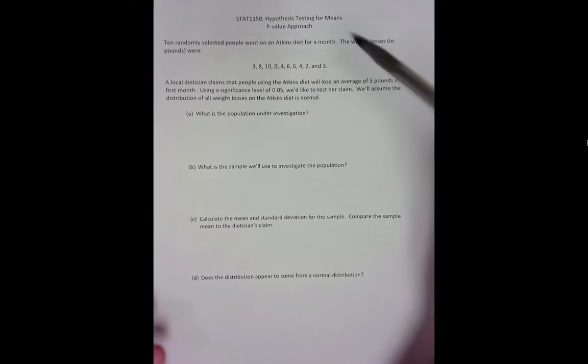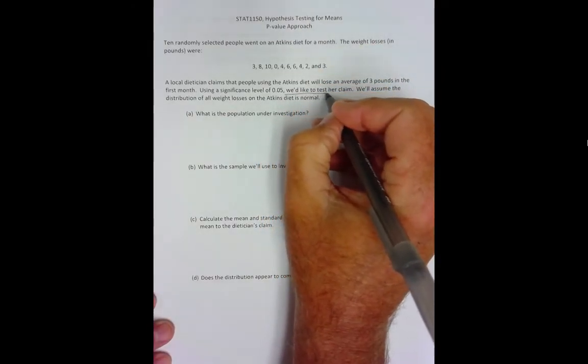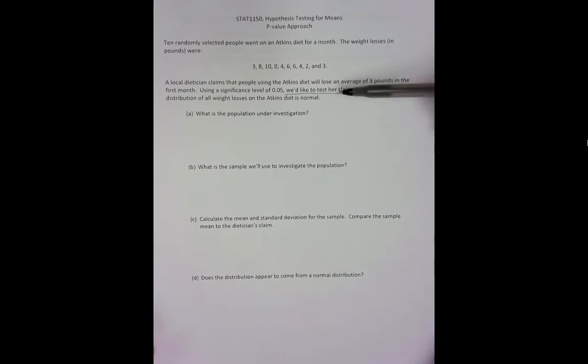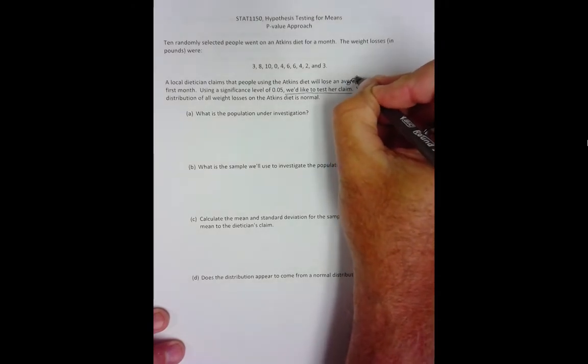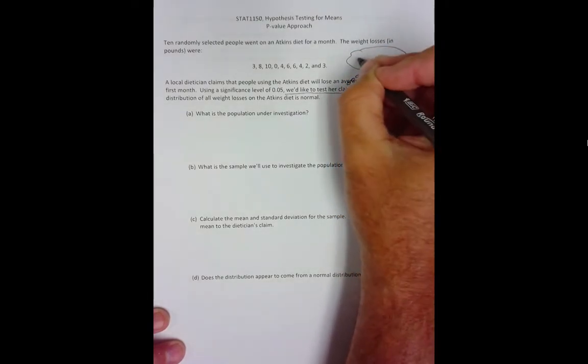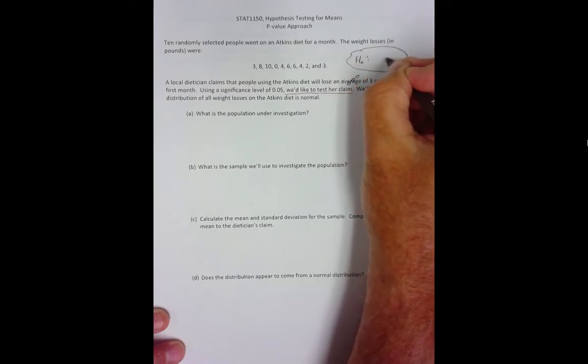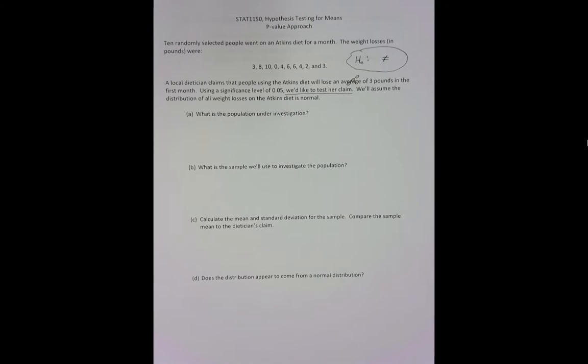Now, as you're reading these problems, you need to look for the buzzwords. Notice it doesn't say we'd like to test the claim to see if the average weight loss is more than 3 pounds. It doesn't say we'd like to test the claim to see if the average weight loss is less than 3 pounds. It just says test the claim. So what you should think from this is, in the alternative hypothesis, we're going to have a two-tailed test. We're going to have a not equal to. And again, I taught the two-tailed test and the not equal to in the previous two videos.